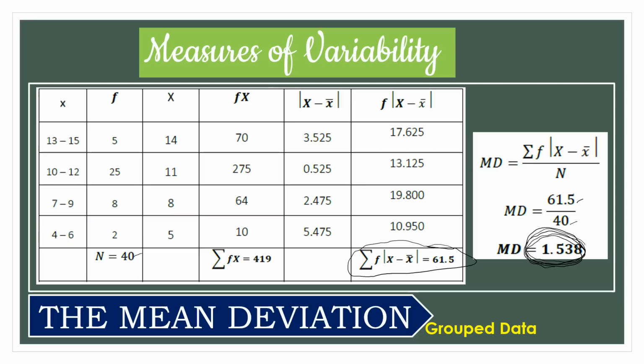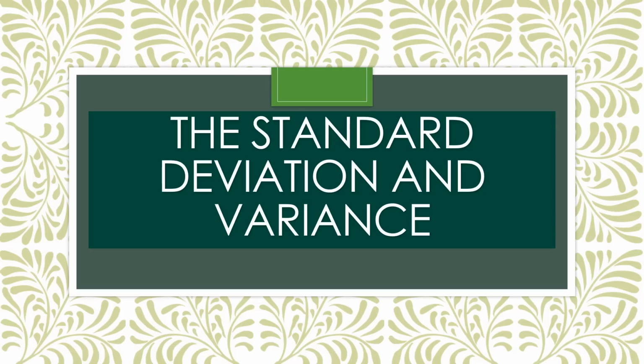Our formula is this, and we have already obtained the value of this, and it is 61.5. So our numerator is 61.5, and the value of n is 40. When we divide those two, the quotient is 1.538, or 1 and 538 thousandths. That is, we are down to our third and fourth measure of variance or variability, which is the standard deviation and the variance.